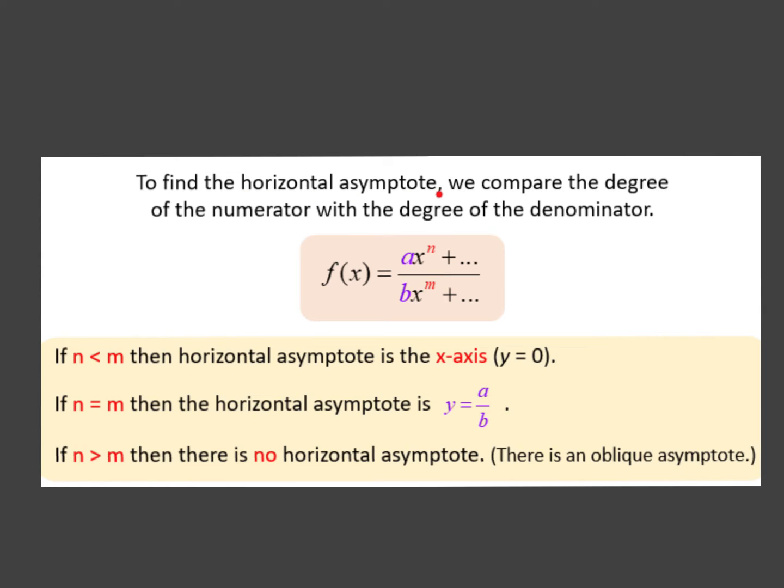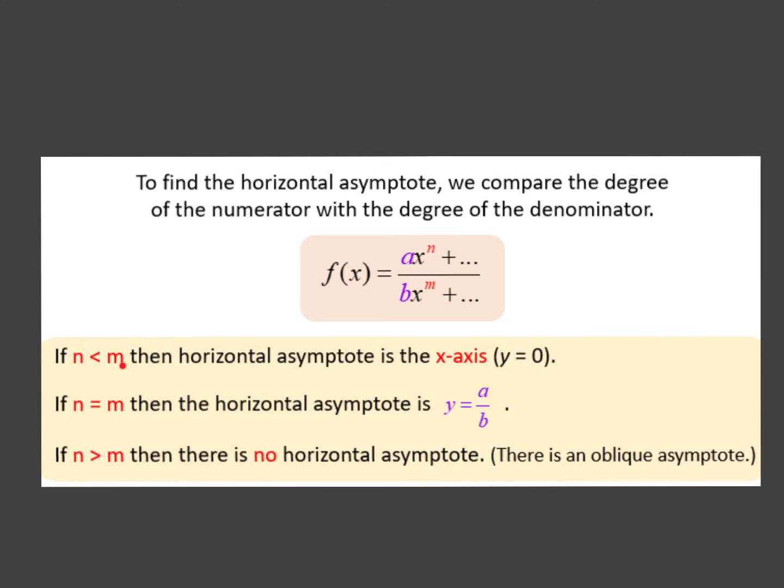Again, horizontal asymptotes are the y value that our function approaches all the way to the left as x approaches negative infinity, and/or all the way to the right as x approaches positive infinity. Well, in order to find that without doing all of that algebraic work that we just did, we can follow these rules. N represents the degree of the numerator, and m represents the degree of the denominator. Let's compare them. We have 3 options. Either n is less than m, they are equal, or n is larger.